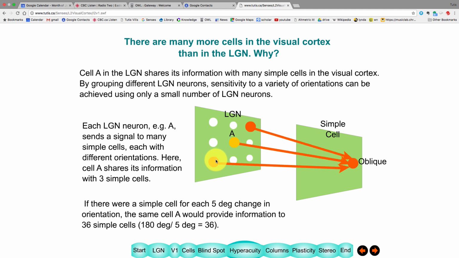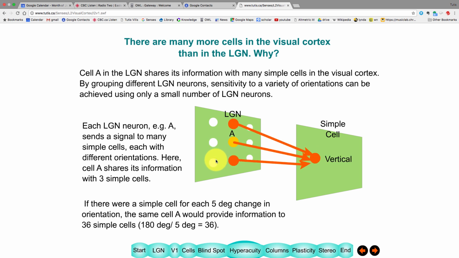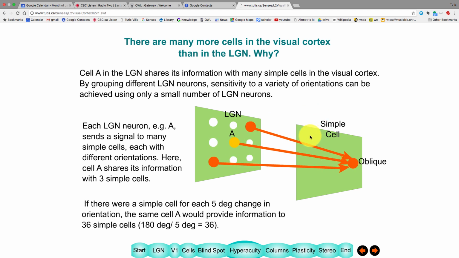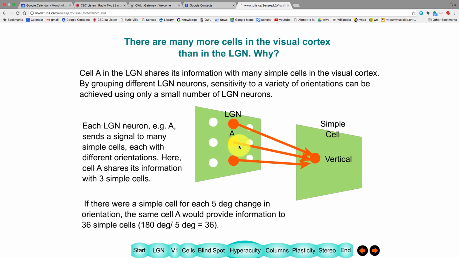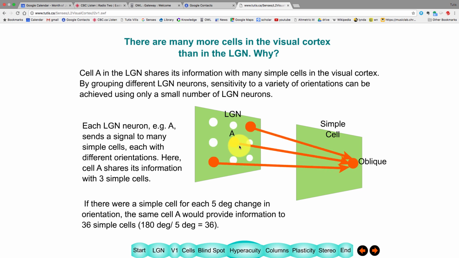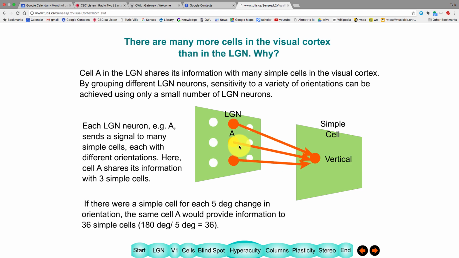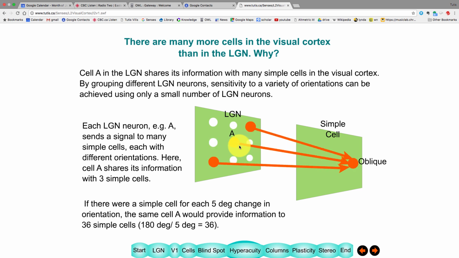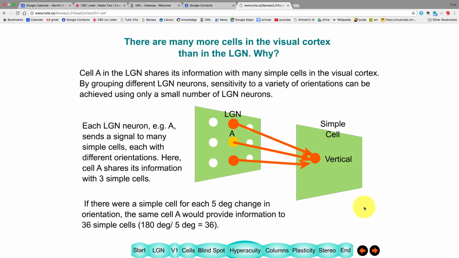But in actuality, you have simple cells that measure very fine differences in angle. So this simple cell A is actually sending information to hundreds and perhaps thousands of other simple cells. So you can see that's the region for the explosion. It's got to share this information to many more cells.